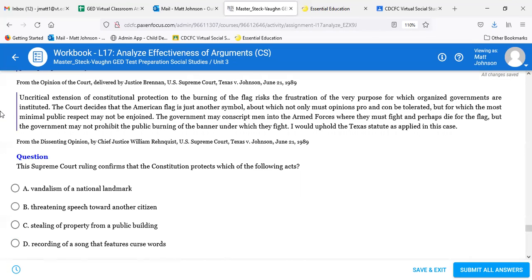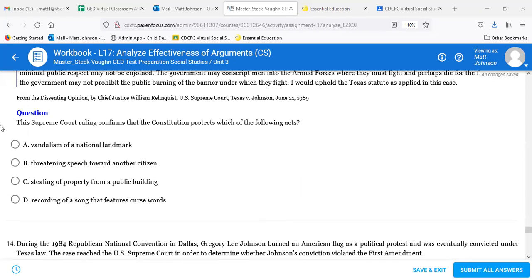This Supreme Court ruling confirms that the Constitution protects which of the following acts? A, vandalism of a national landmark. B, threatening speech toward another citizen. C, stealing of property from a public building. And D, recording of a song that features curse words.